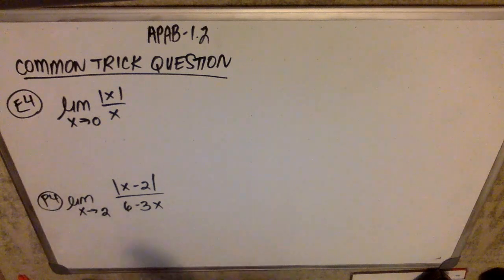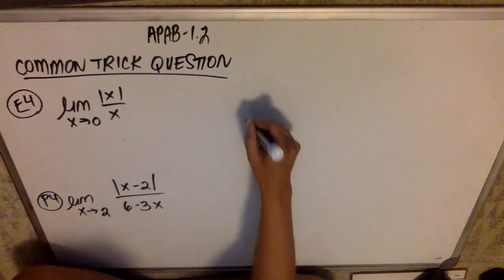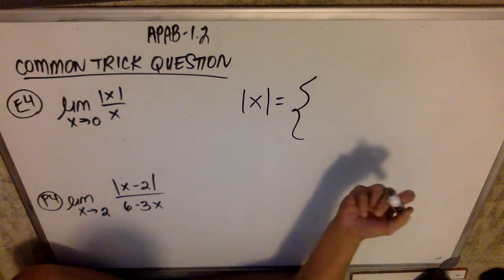So let's actually talk about what an absolute value is fundamentally. An absolute value is actually a piecewise function, right? A piecewise function is just a function that behaves differently for different inputs. If you input a positive number into an absolute value, you get the same number back out. The same thing happens if you input 0. So let's talk about this absolute value of x for a sec. It's actually a piecewise function.